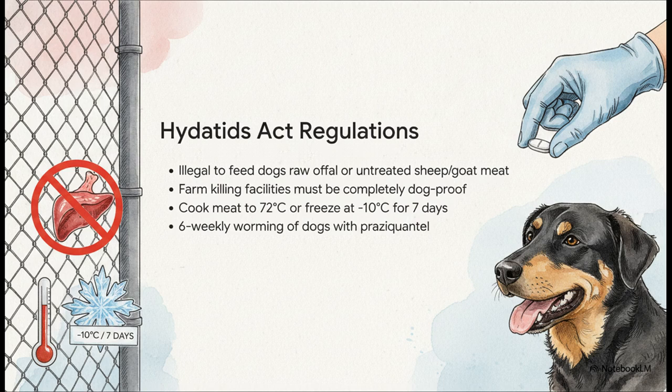The New Zealand Hydatid Act is incredibly strict. First up, it is 100% illegal to feed dogs raw offal. No lungs, no heart, no liver, no untreated sheep or goat meat whatsoever. Second, any on-farm home-killing facility has to be completely dog-proof to stop scavenging. Third, any meat you do feed to dogs has to be cooked to 72 degrees Celsius or frozen. And finally, dogs in at-risk environments have to get dosed every 6 weeks with a specific pesticide called praziquantel. You probably know it as Droncit.